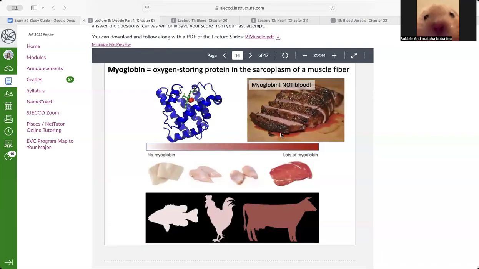And myoglobin is the oxygen storing protein in the cytoplasm of the muscle fiber. So it stores oxygen for when the mitochondria need it. It's kind of similar to hemoglobin in a red blood cell, because it's bright red, since iron needs to bind to oxygen.